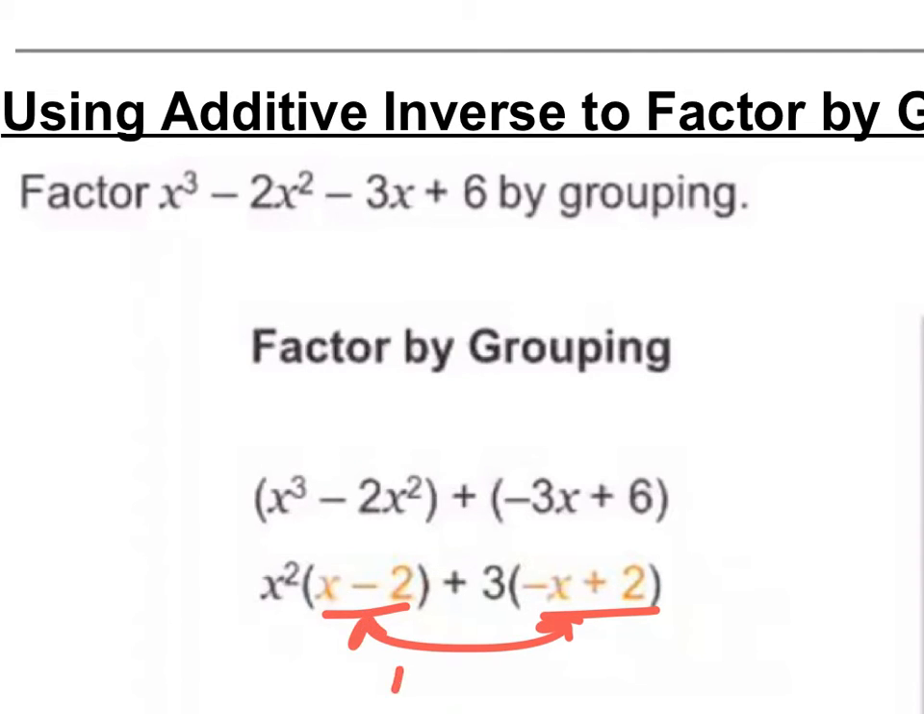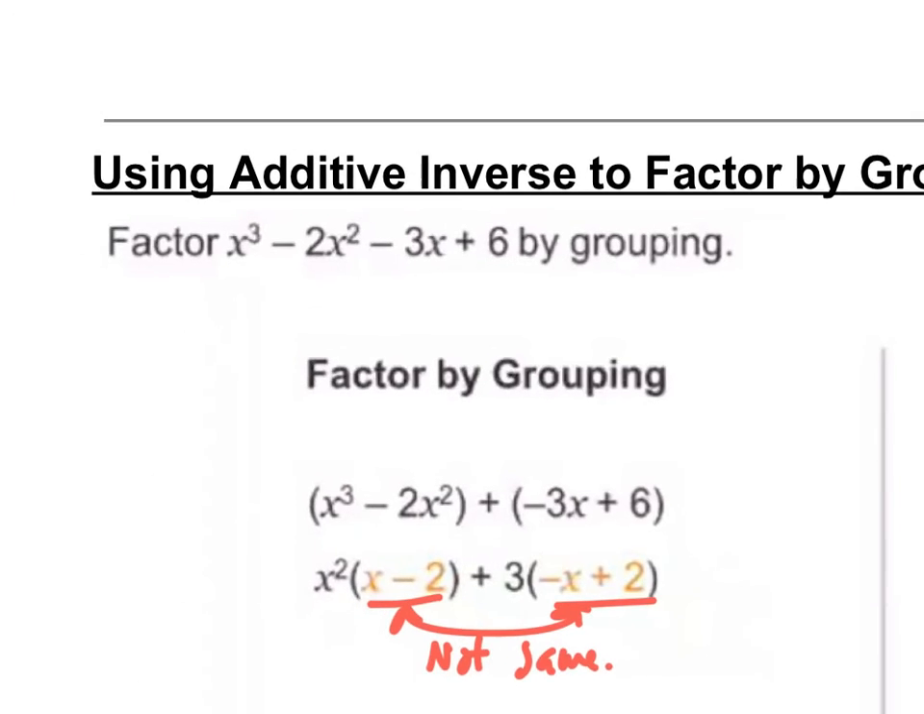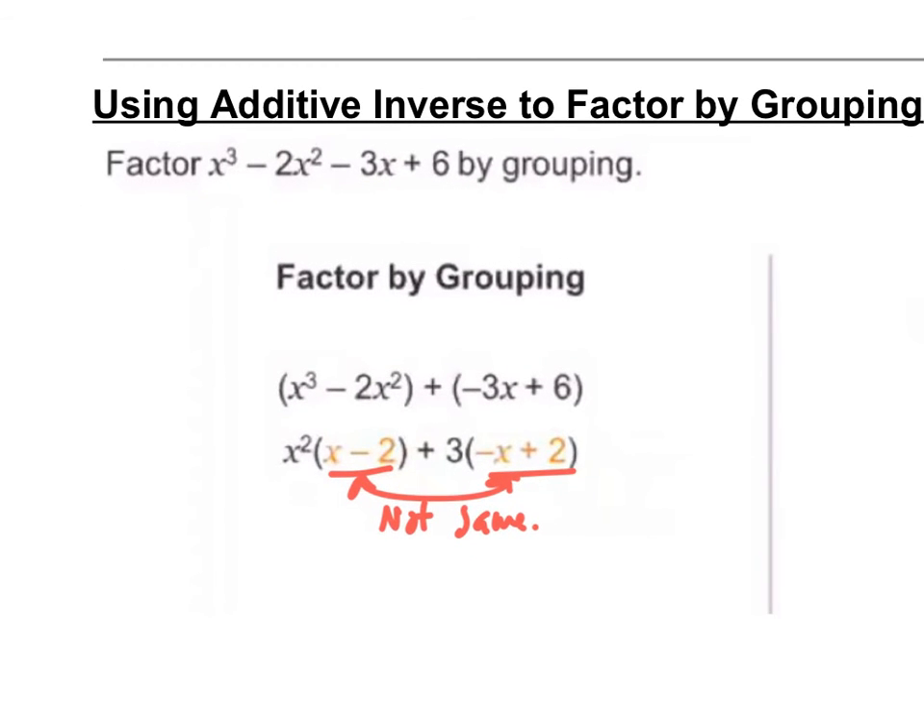Okay, they're close, but they're not the same. So you have to kind of sit there and go, all right, what could I factor out of this so that it is the same? And the answer is you could factor out a negative.